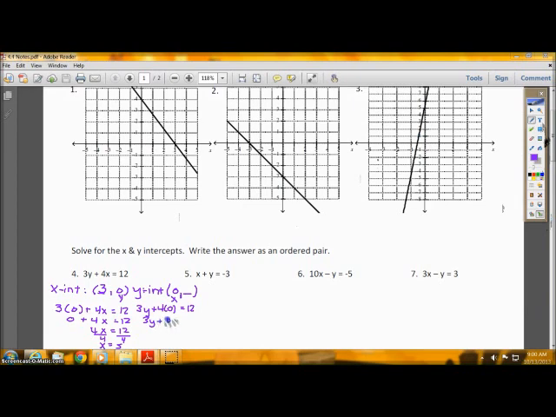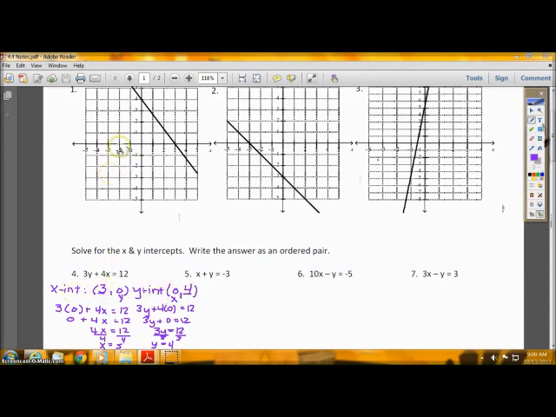3y plus 0 equals 12. 3y plus 0 is 3y equals 12. We're going to divide by 3, and y equals 4. So my y coordinate is going to be 4, and these are my x and y intercepts.